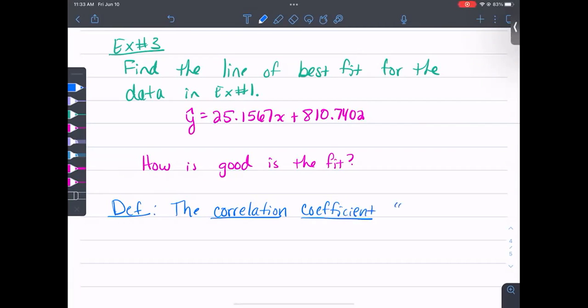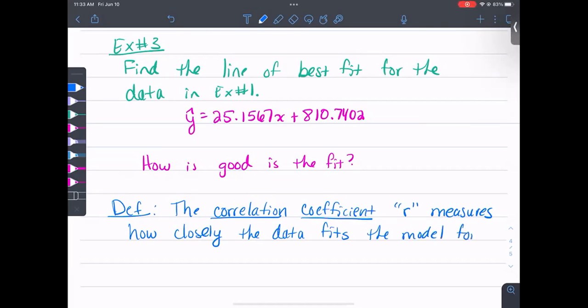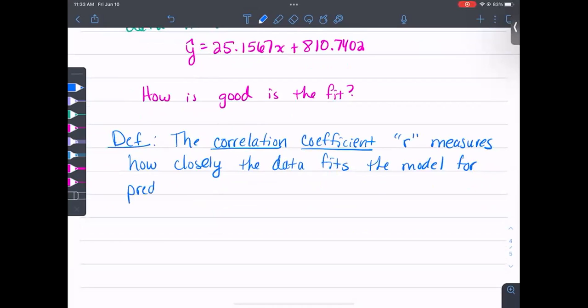The correlation coefficient is called R. And that measures how closely the data fits the model for predictive purposes. This is always between -1 and 1.